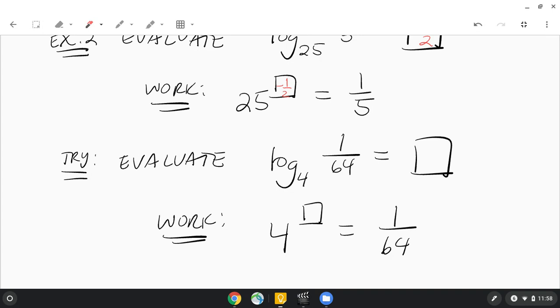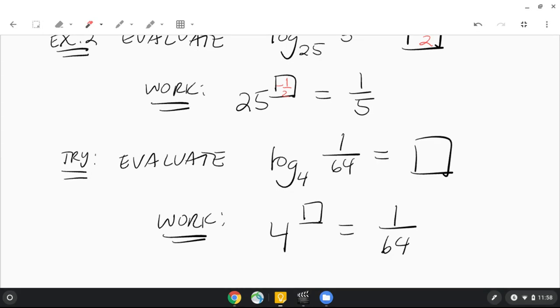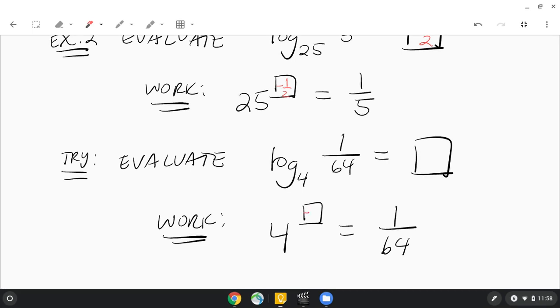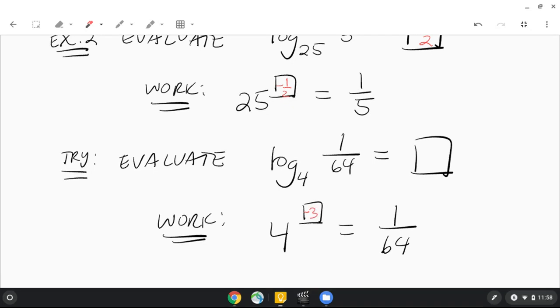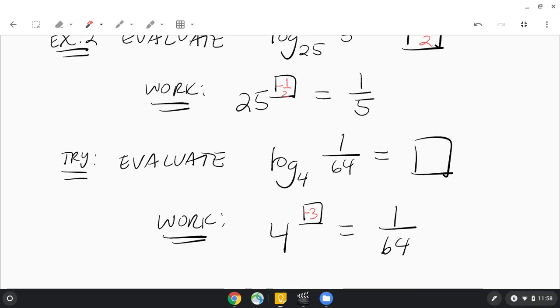Okay, so we go from 4 to 1 over 64, so probably need a negative exponent there. Okay, and then the 4 becomes a 64, which is bigger, so can you think of an exponent? 4 to what power is 64? Third power. Okay, very good. So we get negative 3 here.